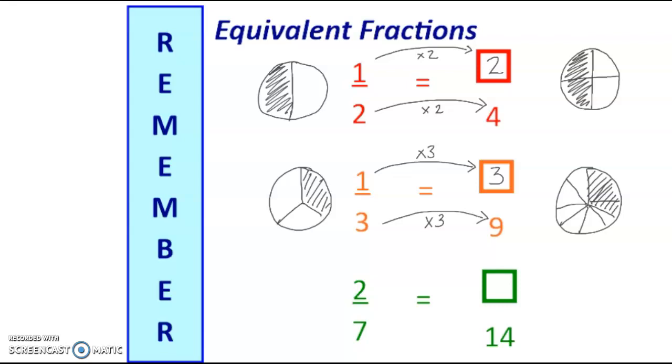Okay, final example. Let's do this without the diagrams. Let's look at my denominator. How do I get from 7 to 14? What have I multiplied by? Use your times table grid if you're not very good at them. Good. So 7 times 2 is 14. And whatever I do to the bottom, I also do to the top. So 2 times 2 is 4, lovely. So my equivalent fraction is 4 over 14, and those fractions are all the same amount, just with a different denominator. And we're going to need this for today's lesson.